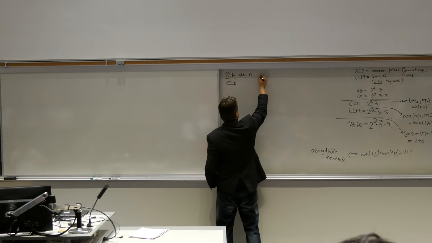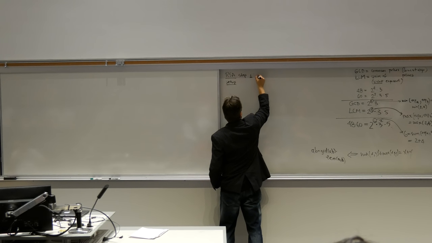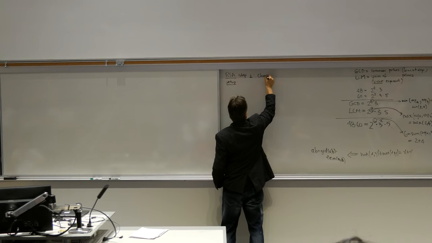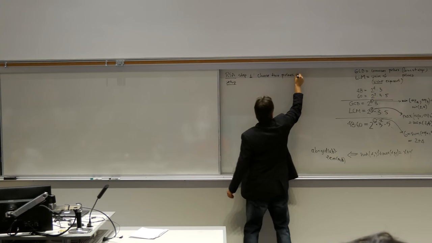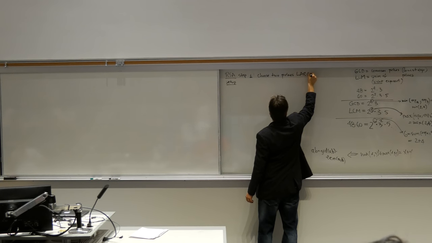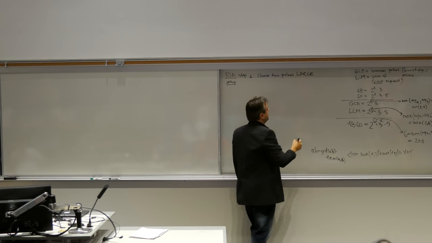Pick two primes, right? So, choose, I should say that's step one. Choose two primes. They have to be large. P and Q, right?